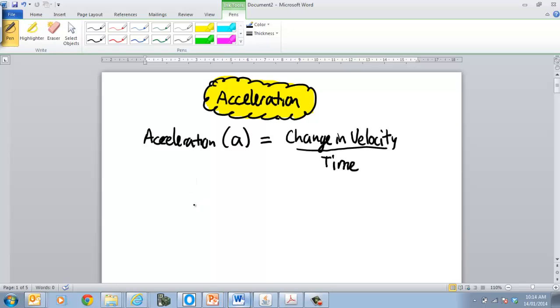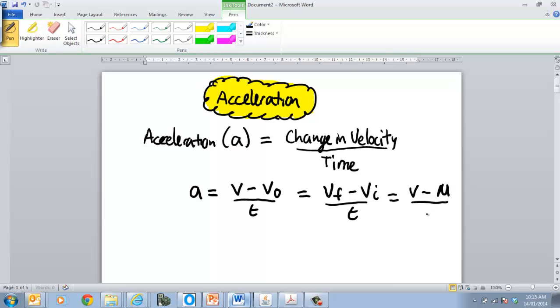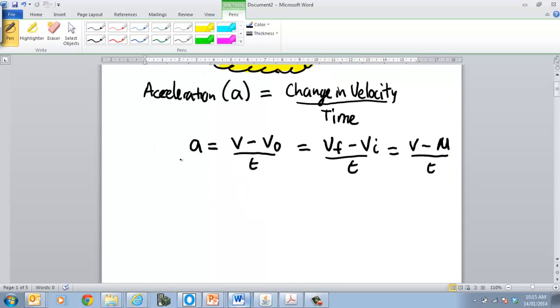So just to reiterate those formulas. Obviously a is the symbol for acceleration. So we're going to use v take v0 all over t. You may also write that as v final take v initial over t. I don't really mind either. Those are both okay. And sometimes in a physics book you might see v take u, where u is the initial velocity. It's just the change in velocity. So that's one of our formulas.